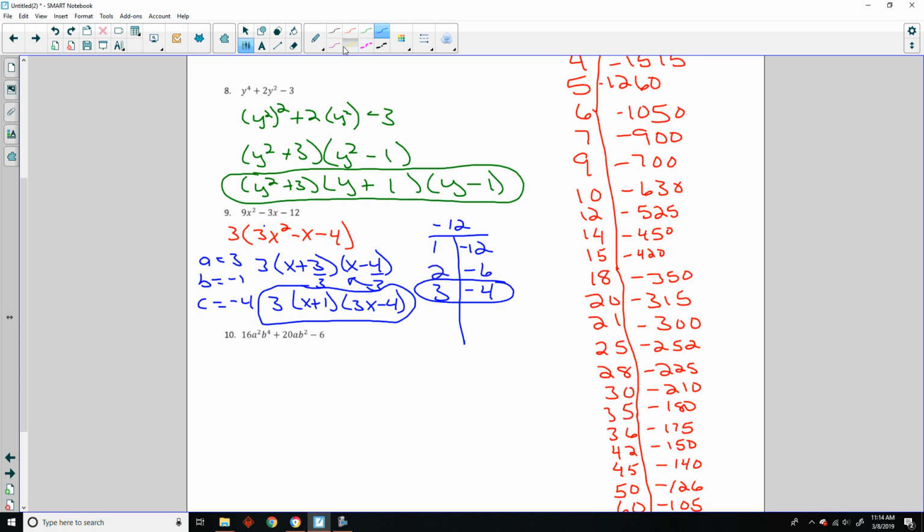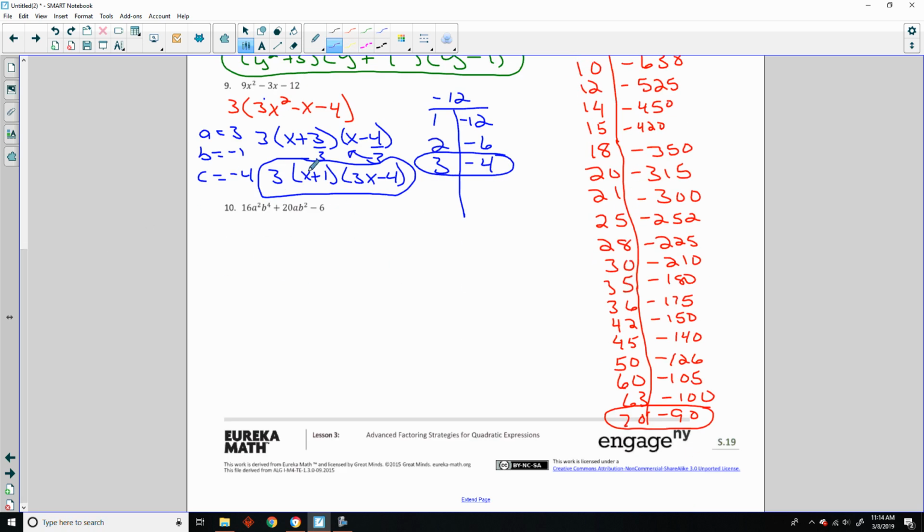Number 10. Even, even, even. 2 will go into all of these, 4 will go into that, 4 will go into that, but 4 will not go into that, 6 will go into that, but not those, so I can factor out a 2, leaving 8a squared b to the 4th plus 10a b squared minus 3.